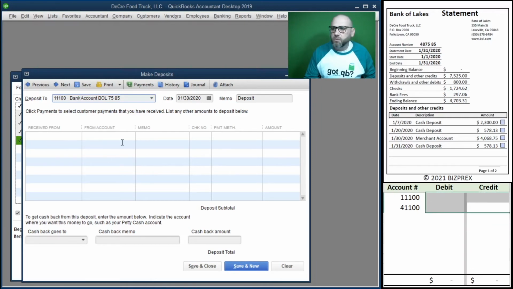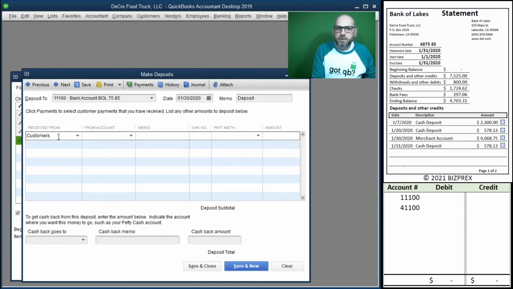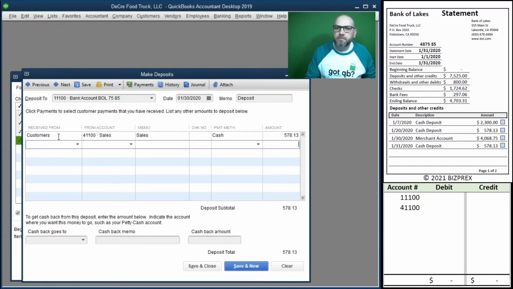All right, we have one more deposit to book, right? So again, it's received from our customers. Sales. This one is cash. All right, so again, let's make sure we fully understand the debits and credits behind this transaction. Our bank account is going up. Bank account is an asset, it goes up through debits.